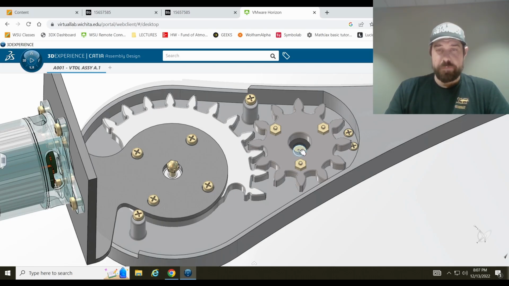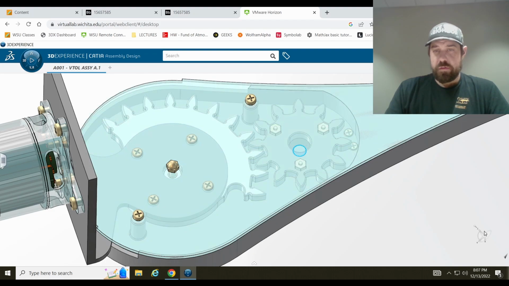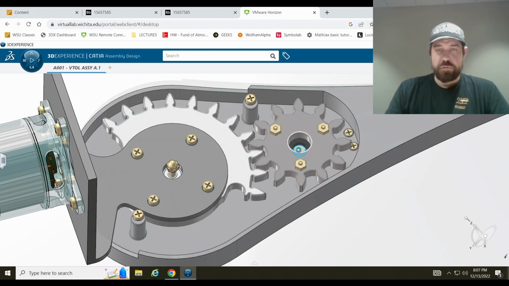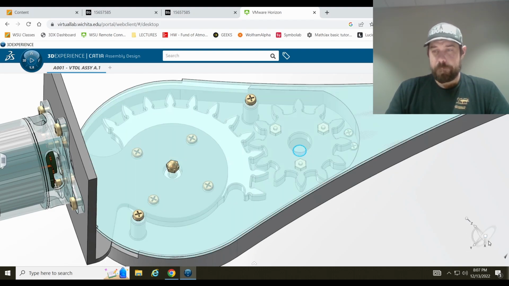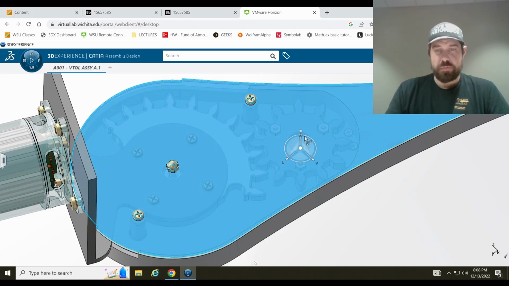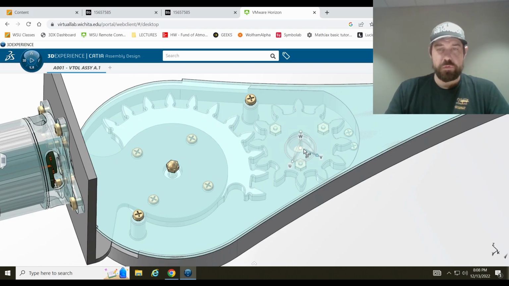So if we were to take it here and rotate it, it doesn't seem to want to do it right now. We're going to have to reload 3DX to get that to work, probably. Yep. So we'll look at that in a minute.